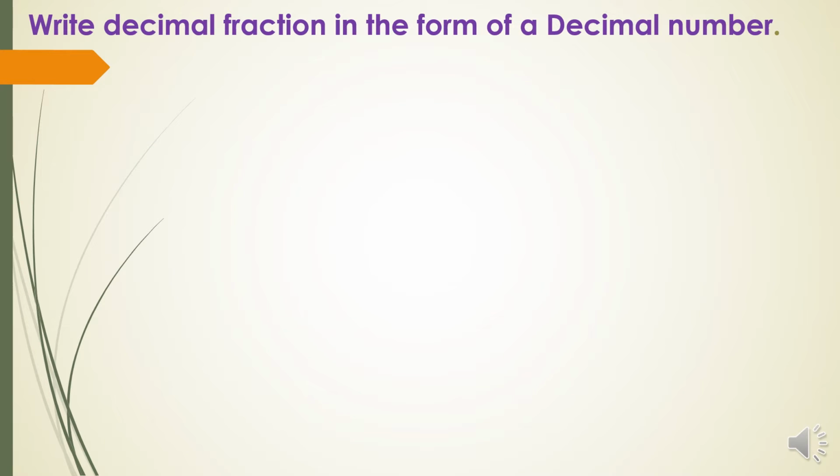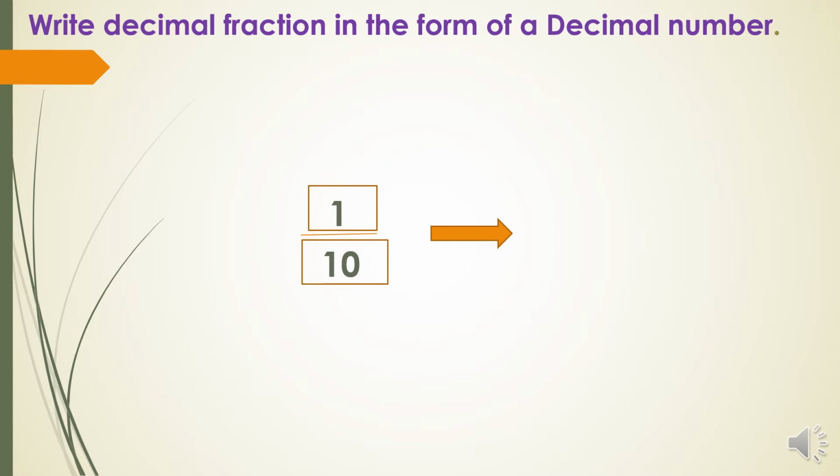Write decimal fraction in the form of a decimal number. Here we have a decimal fraction. It has 10 down in the denominator. We have 10. Then this is a decimal fraction. For example, 1 over 10. How can we write it as a decimal number?